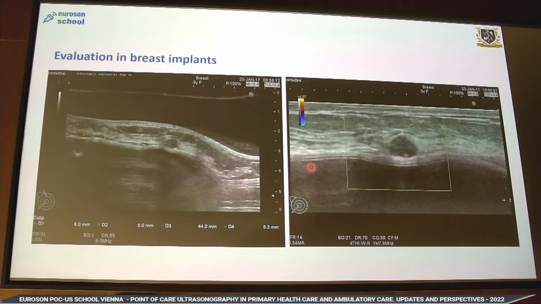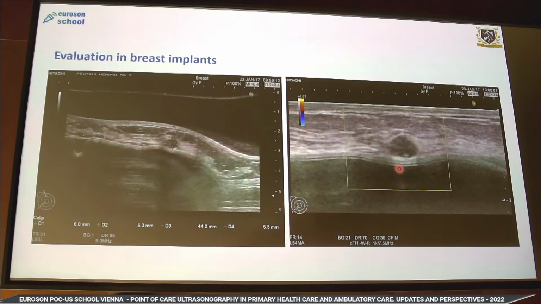And the rule in implants is very, let's say, simpler from the clinician's point of view. You have to find lines. They have to be parallel with a very, very small space between them. Because females with implants have one major problem when they come in for a symptom-focused evaluation: the fear of implant rupture.